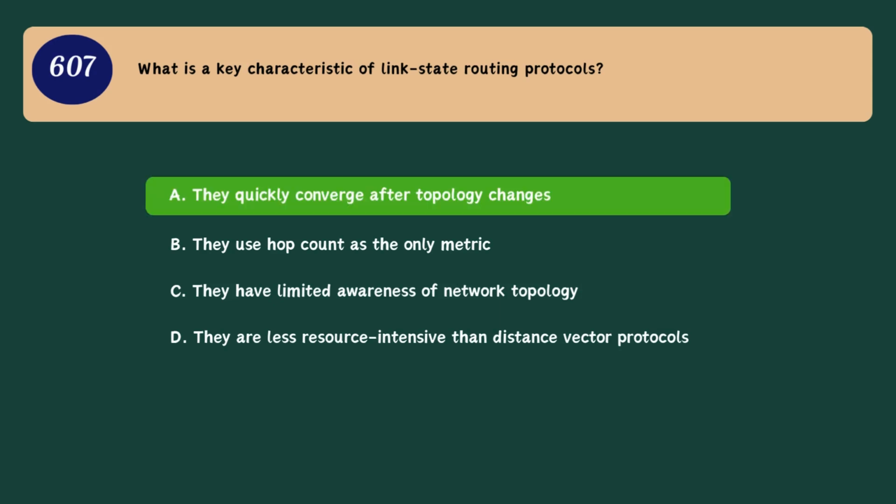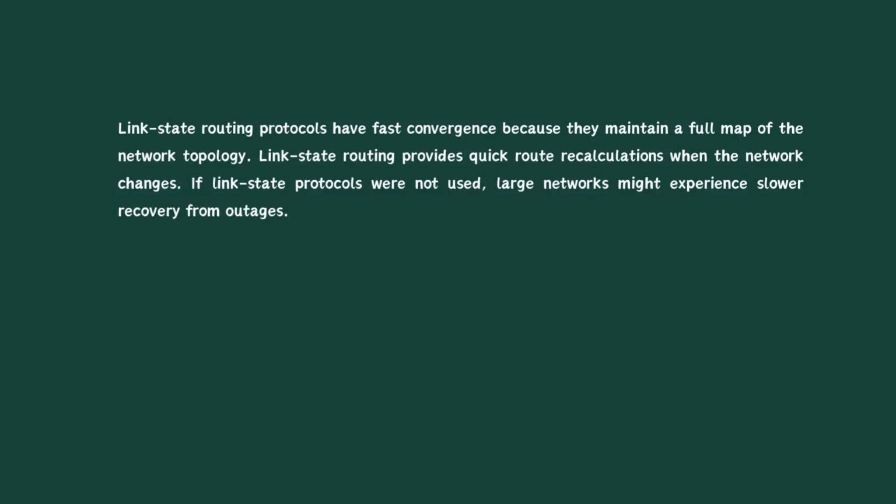Correct answer. A. They quickly converge after topology changes. Link state routing protocols have fast convergence because they maintain a full map of the network topology. Link state routing provides quick route recalculations when the network changes. If link state protocols were not used, large networks might experience slower recovery from outages.